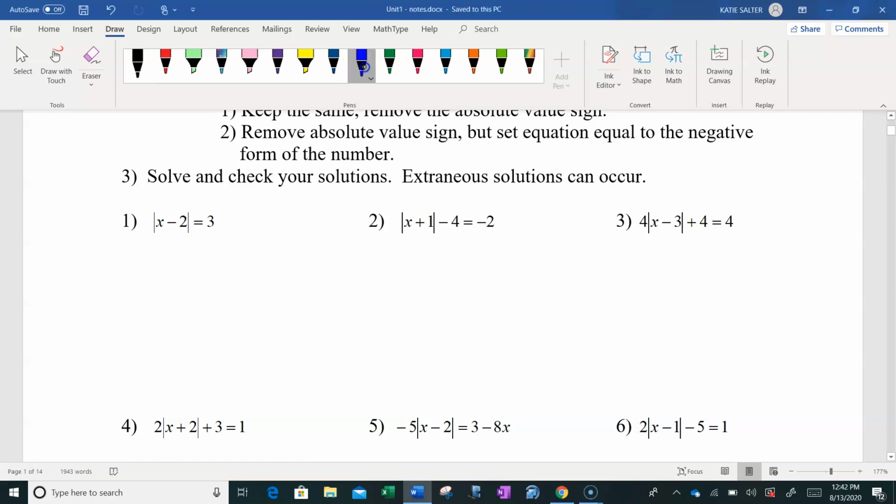So the next step, always check and make sure your absolute value is not equal to a negative number. We know that that's not possible. So in that case, if that happens, you need to go ahead and just stop right there. The answer is no solution.